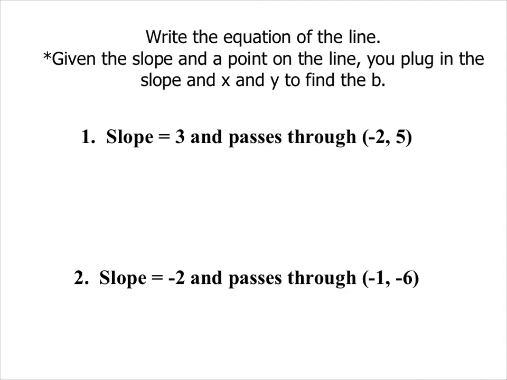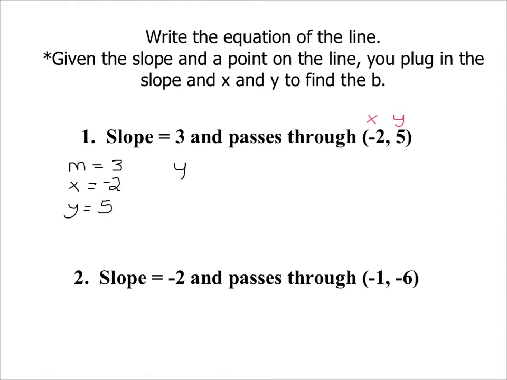For number one, they tell us that the slope is 3, so you're going to write down that m is equal to 3, and it passes through the point (-2, 5). Now you know that this is the ordered pair, so that's the x and y. So we're going to state that x is -2, and y is 5.